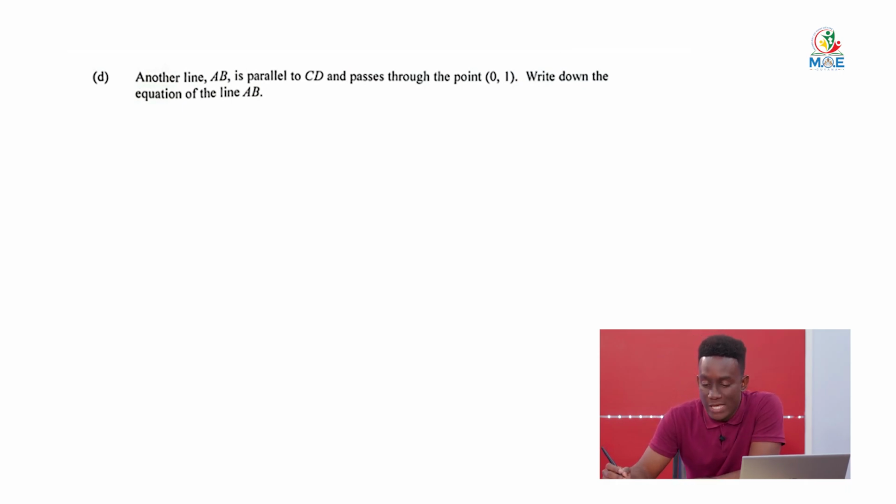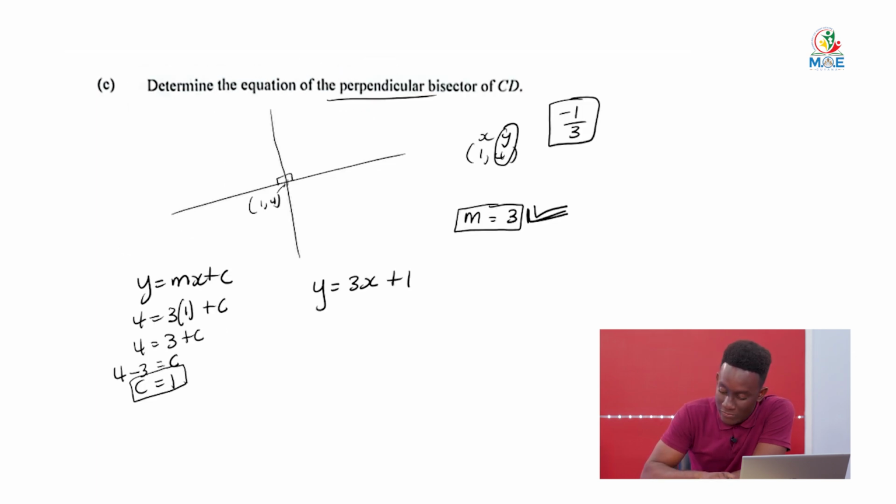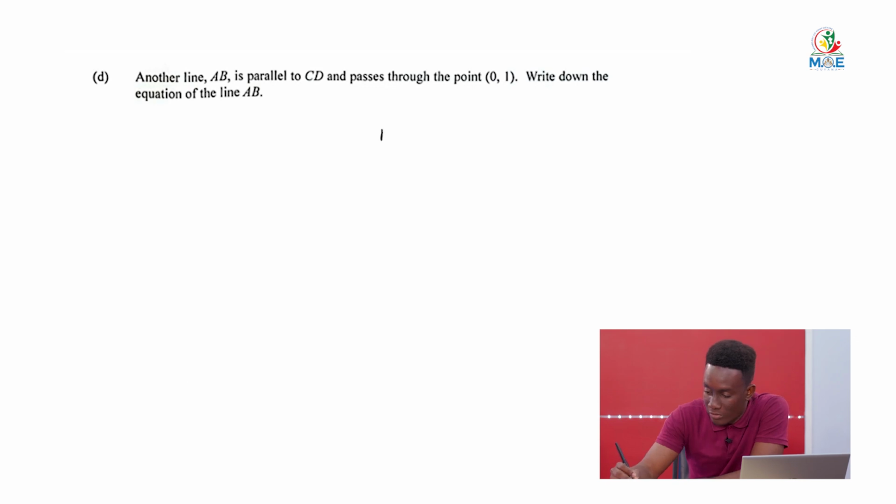Next question says, another line AB is parallel to CD and passes through the point (0, 1). Write down the equation of the line AB. So we see AB is parallel. As long as they're parallel, that means they have the same gradient. So if the gradient of the line CD is -1/3, the gradient of this line AB would be -1/3. And we also have 2 points that the line passes through. So this would be x, this is y.